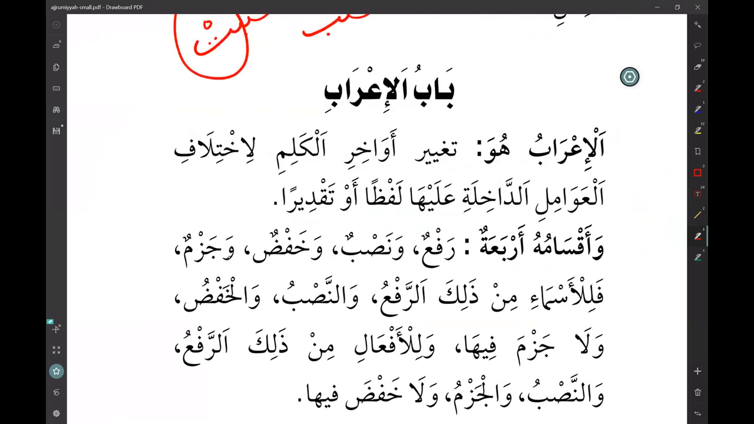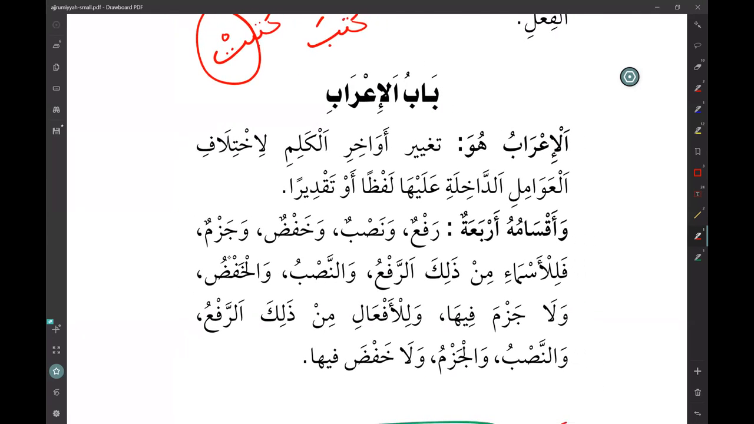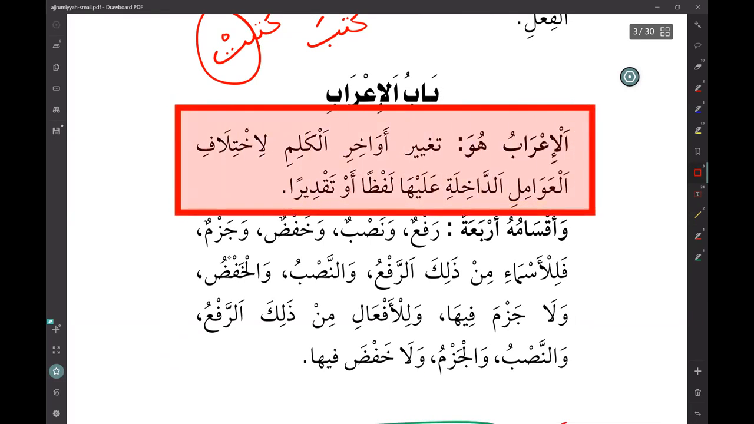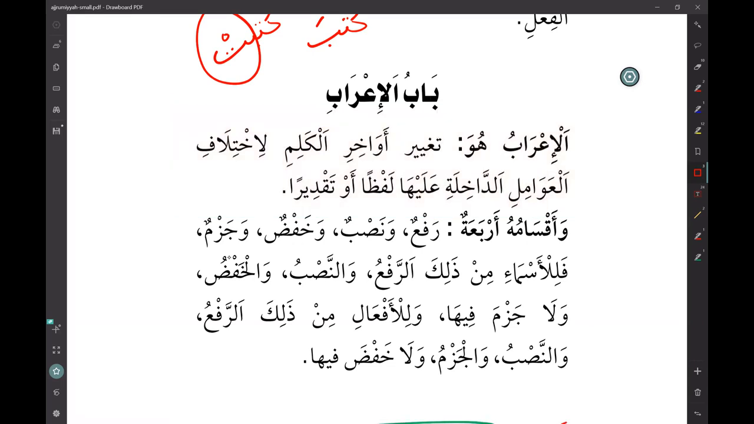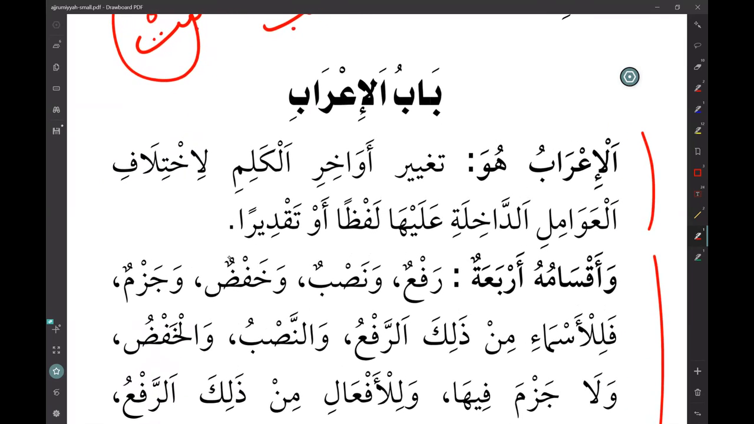Babul I'rab. Okay, so the chapter of the I'rab. Now, as you can see, it will be quite a big topic, right? So today, I think we probably will be just talking about this part here. This is the part that we can talk about, and then inshallah, we'll be moving forward. Now, let me just start reading it and translating, and then inshallah, we'll go to the sharh.